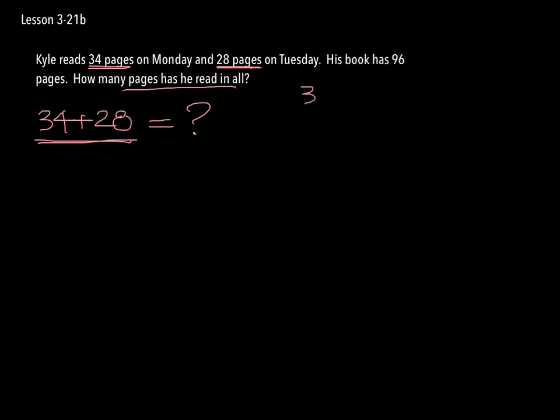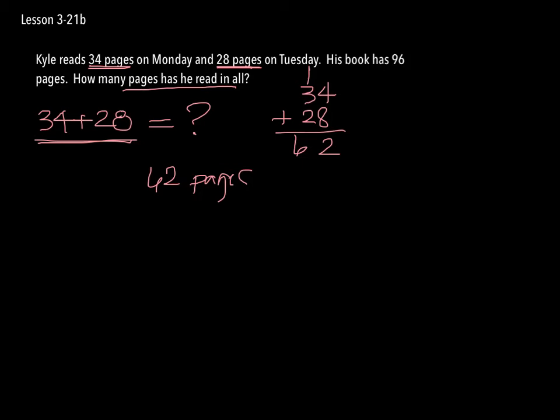Now 34 plus 28: 4 plus 8 is 12, write down the 2, carry the 1, 1 plus 3 is 4, plus 2 is 6. So the answer is 62 pages.